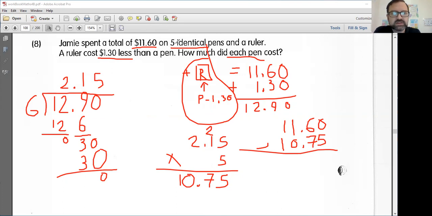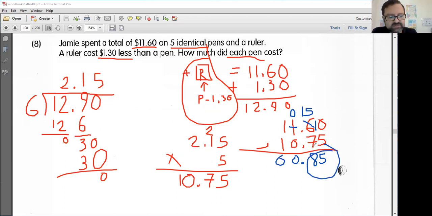All right, and I'm going to switch colors and do some borrowing here. This 6 becomes a 5, and we are going to make 10 hundredths here. 10 minus 5 is 5. All right, once again, we got to do some borrowing. This becomes a 0, and now I have 15 tenths minus 7 should be 8 tenths. 0 minus 0 is 0. 1 minus, all right, so now it says this ruler costs 85 cents. Does that make sense? Maybe.